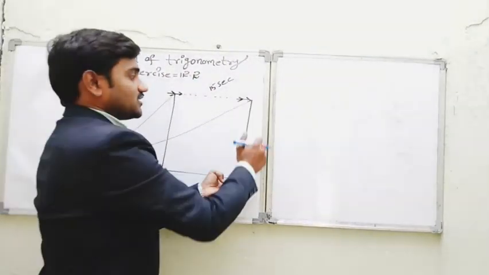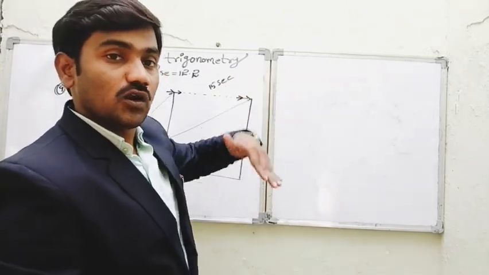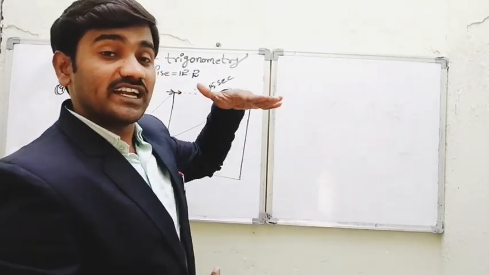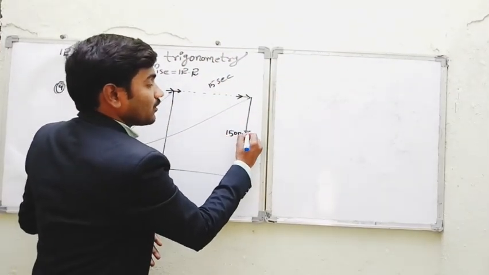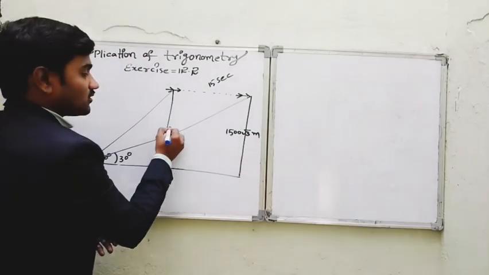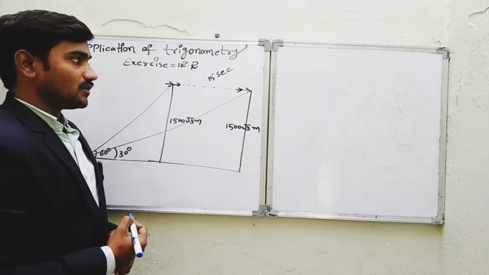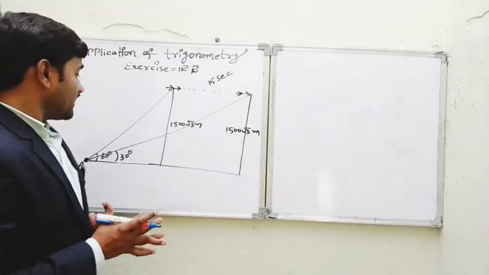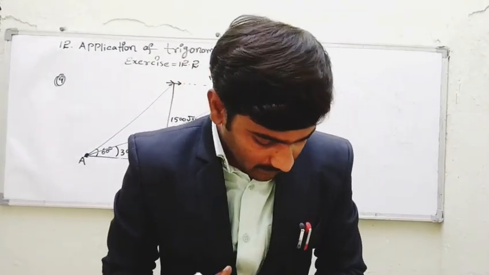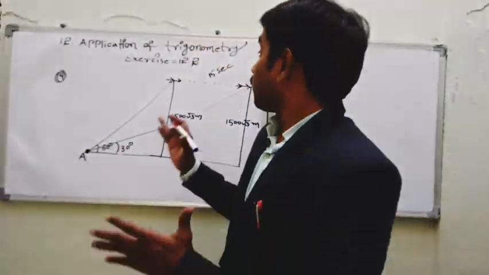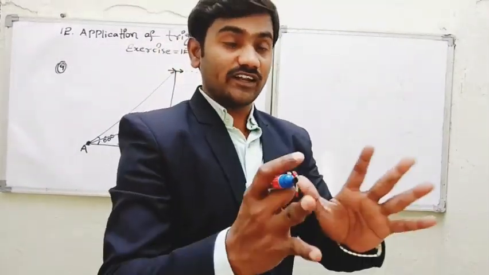The height of the jet plane stays the same, that means it is moving at the same height. It's not going upside and downside. It's maintaining a constant height, that is 1500 root 3 meters. Here also the same height, 1500 root 3 meters. So what we need to find out is the speed of the jet plane, at what speed this jet plane is moving.